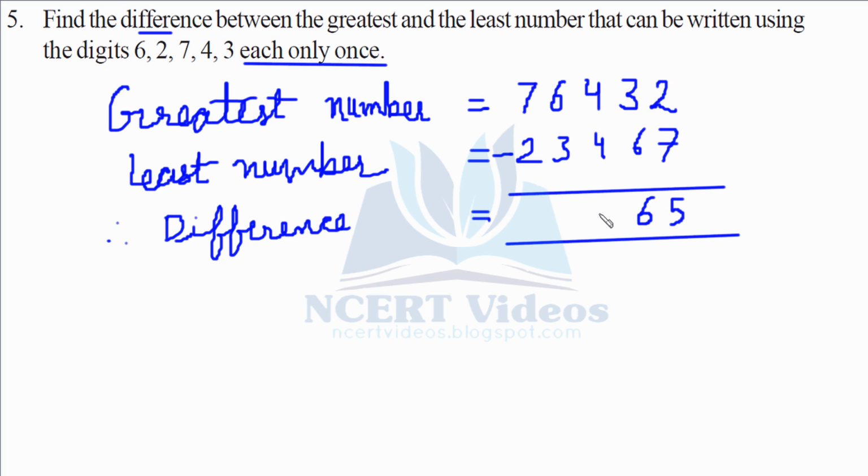9 was taken carry, therefore 9, and 5 minus 3 gives you 2. Again, 7 minus 2 gives you simple 5. So it turns out to be 52,965 as the difference for the question number 5.